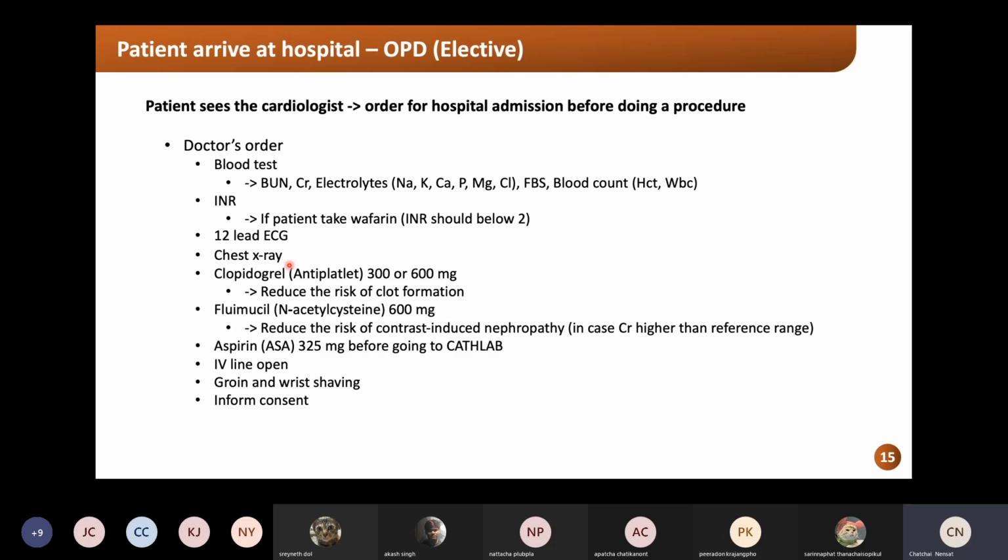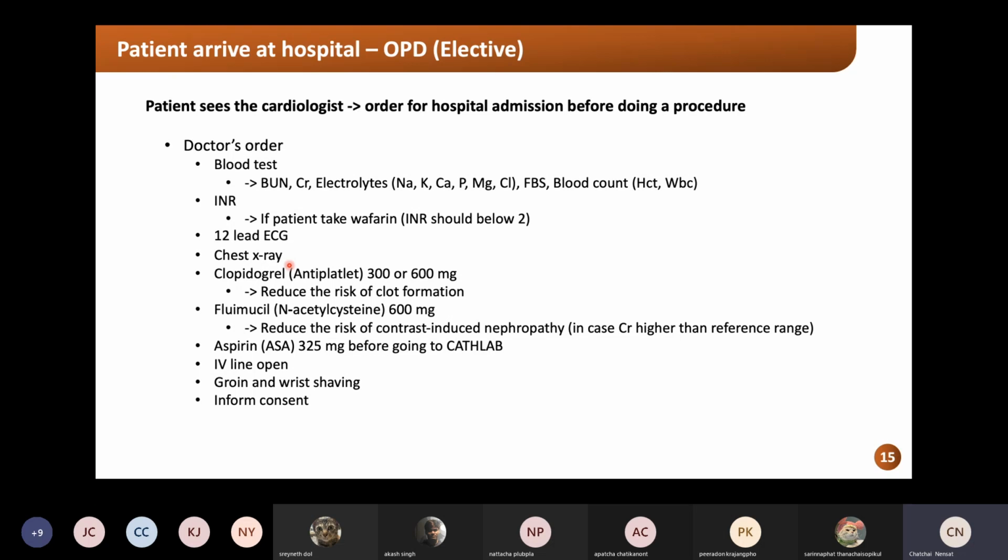And after the nurse asks about history, or does the history taking, or performs the Barbeau test or Allen test, now the patient is ready to see the cardiologist or doctor to get the order about the hospital admission before doing the procedure.